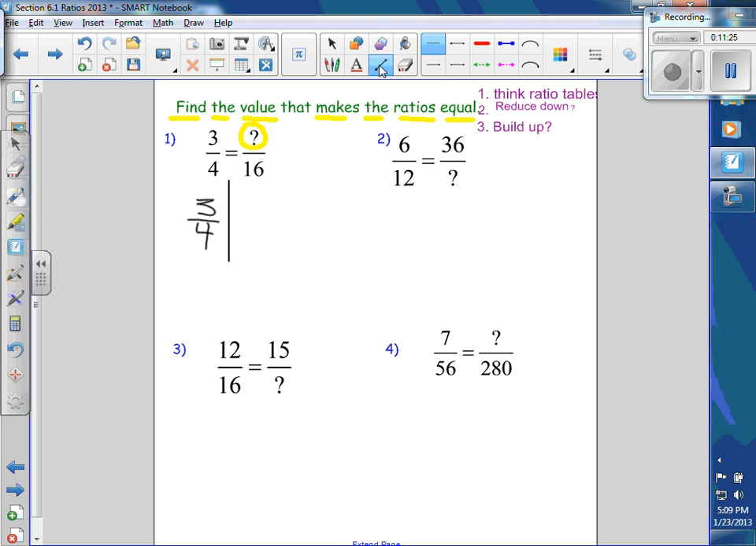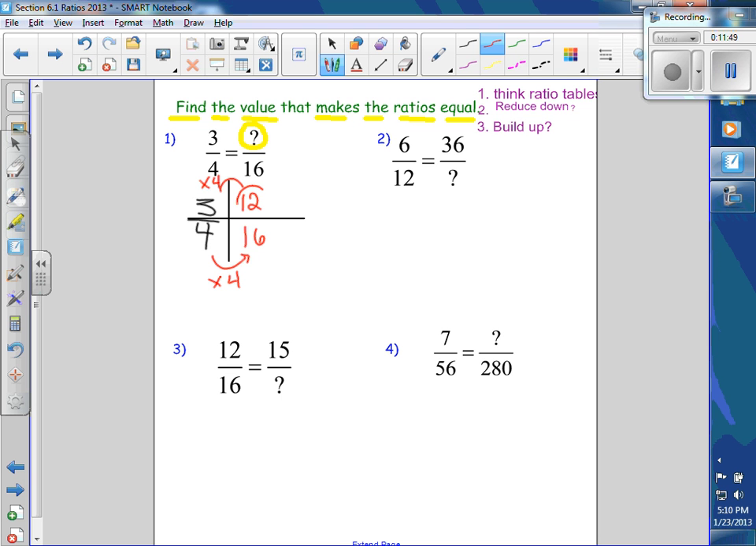So if I have to find the missing value, I'm going to think of 3/4 in a ratio table, because we work with them all the time. And my question is, how do I get to 16? Most of you by now know that you can just multiply 4 by 4 to get to 16. So in a ratio table, you would do the same thing to the numerator. Multiply 3 by 4, and you get 12. So 12 is the missing value. A ratio table is just a nice way to organize your work.